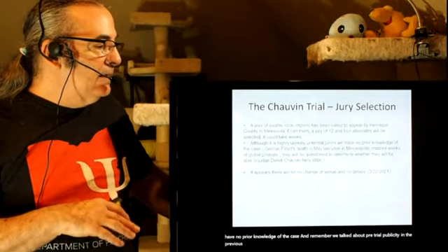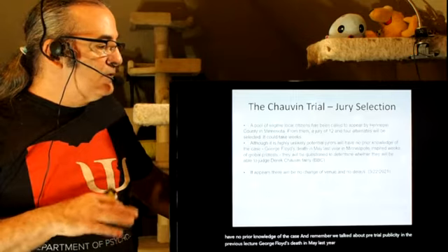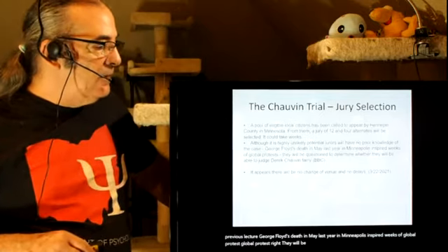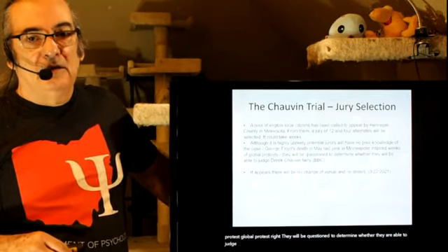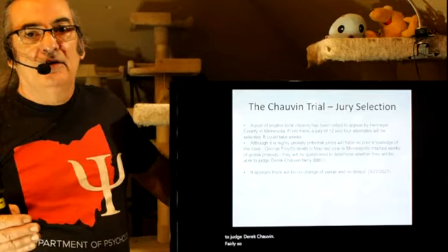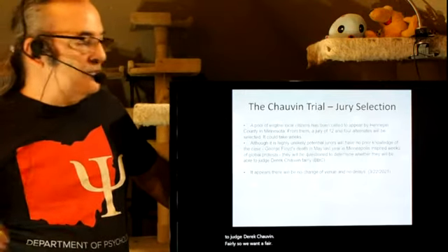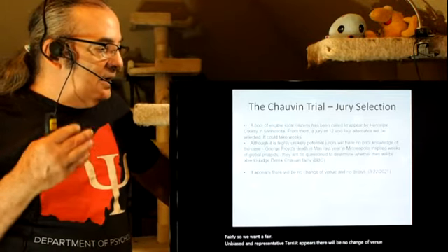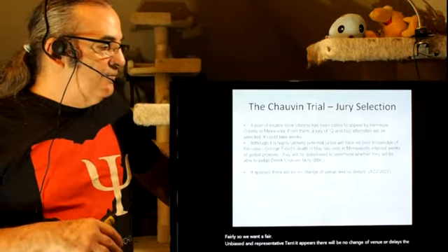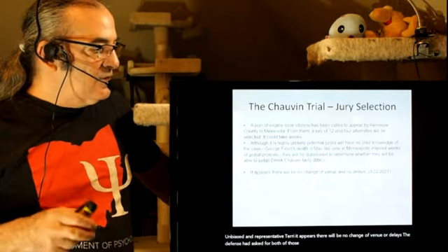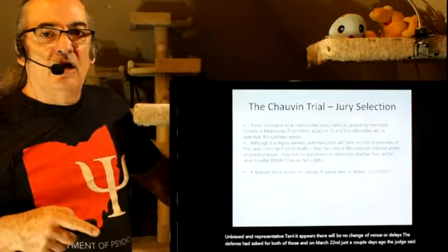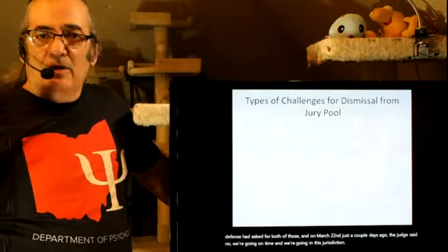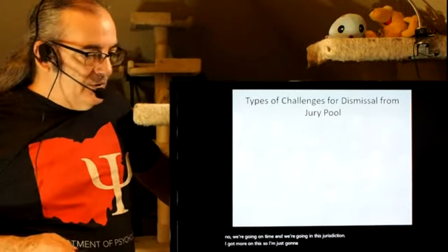George Floyd's death in May last year in Minneapolis inspired weeks of global protests. Global protest, right? They will be questioned to determine whether they are able to judge Derek Chauvin fairly. So we want a fair, unbiased, and representative jury. It appears there will be no change of venue and or delays. The defense had asked for both of those, and on March 22nd, just a couple days ago, the judge said, no, we're going on time and we're going in this jurisdiction. Now, I got more on this, so I'm just going to lace it in as we move through.